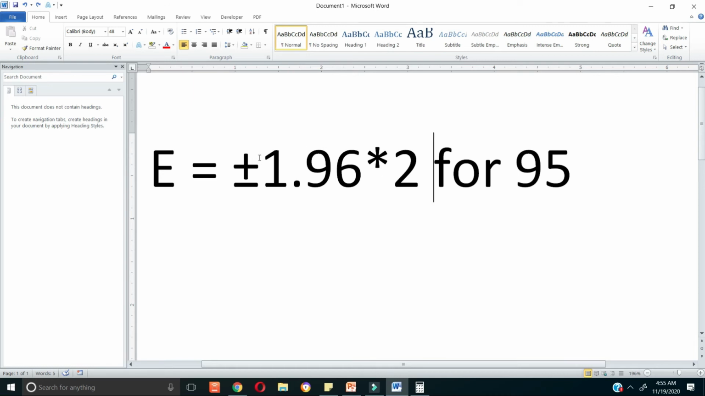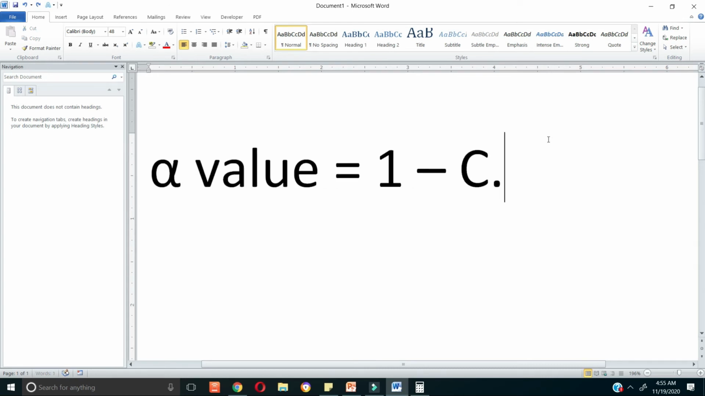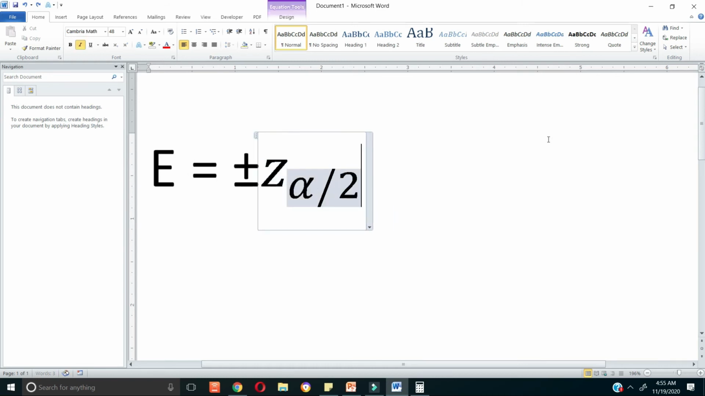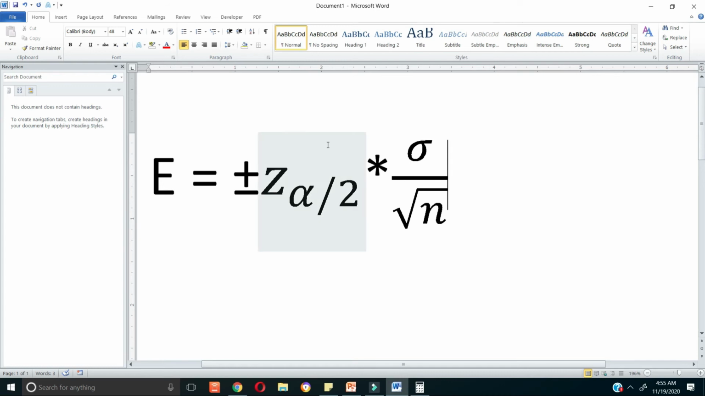So you're saying this is going to be basically plus or minus z alpha times sigma over root n. So sigma over root n is over here in the previous example, and then we're saying this value here we can actually obtain by getting z alpha over 2. So if I just take you back to the general expression, so we have this expression here. So anyway, let's see. So we're saying this is z alpha over 2.